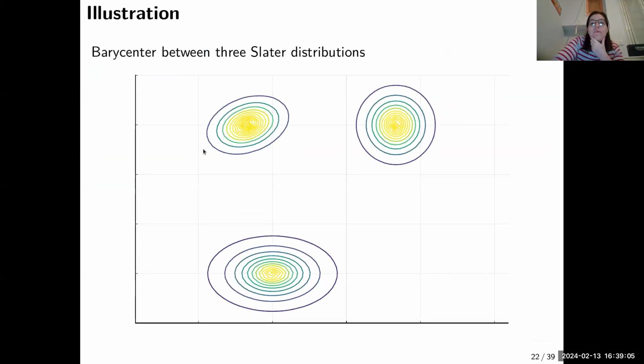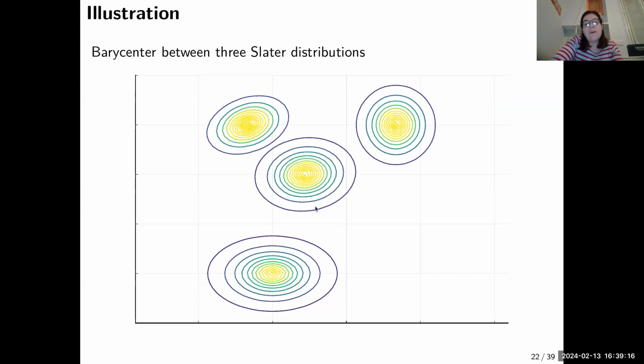So here, just to give you some plots, you see some isolines, some contours of 3 different Slater distributions, and the Wasserstein barycenter associated to some barycentric weights for this family of 3 Slater distributions is given by this middle Slater distribution.